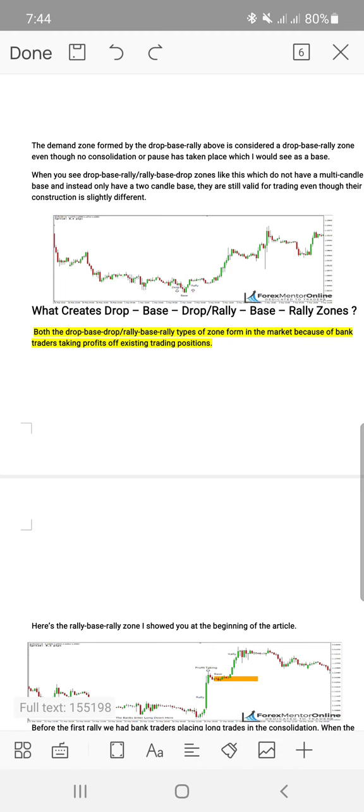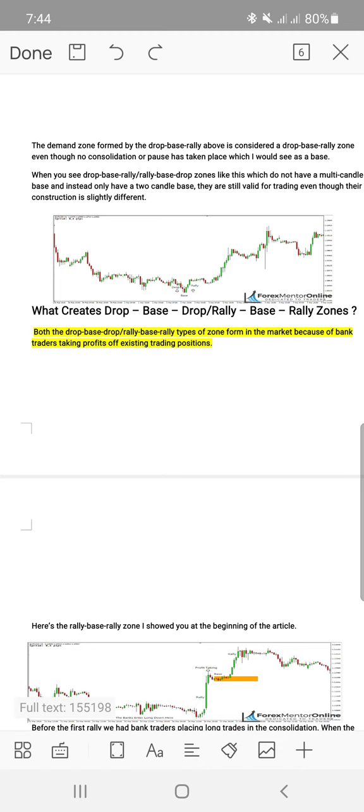Because me and you might be trading with maybe $1,000, $2,000, $3,000, or $5,000 to $10,000 as our trading capital, but those guys trade with billions, some billions of dollars, some billions of naira, some millions of dollars. So you see that the amount of money used as trading volume, when you compare retail traders to institutional traders, is very high. You understand? So the rally base rally and drop base drop are formed as a result of institutional traders or bank traders taking profits.